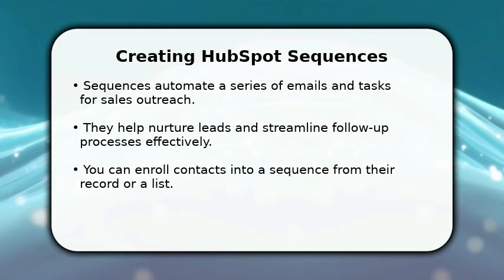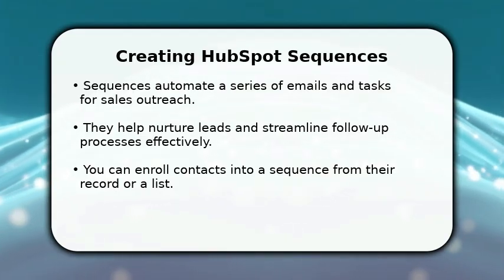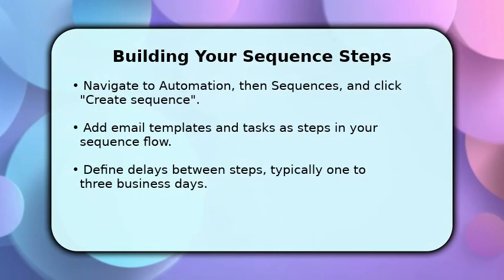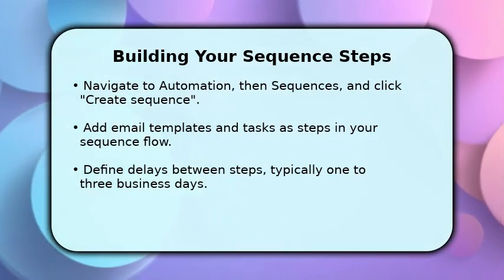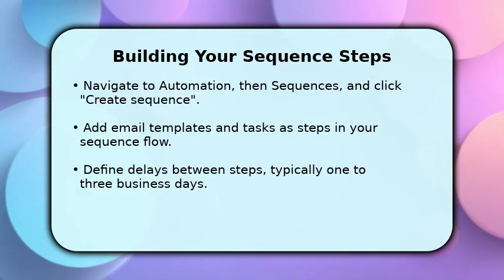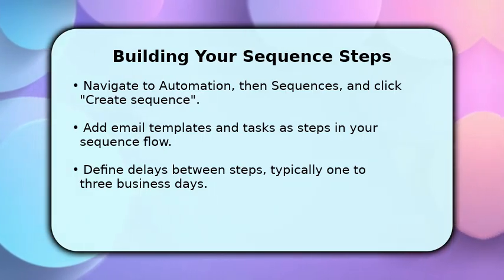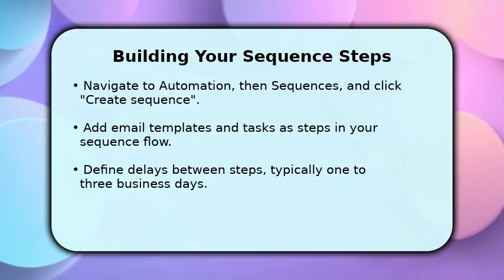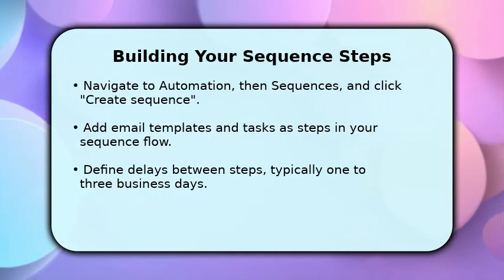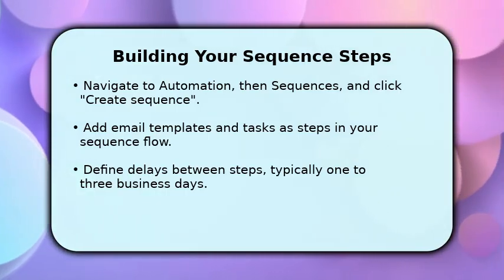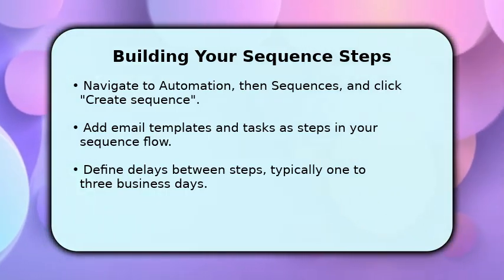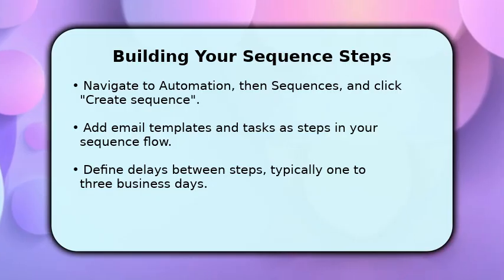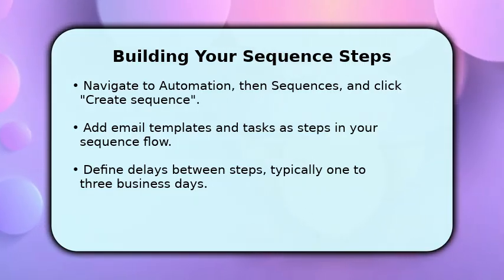You can easily enroll contacts individually or in bulk. To begin building your sequence, navigate to the Automation section, then select Sequences and click Create Sequence. From there, you can add various steps, including pre-written email templates and automated tasks. It's crucial to define appropriate delays between each step, often ranging from 1 to 3 business days, to ensure a natural and effective communication flow with your contacts.